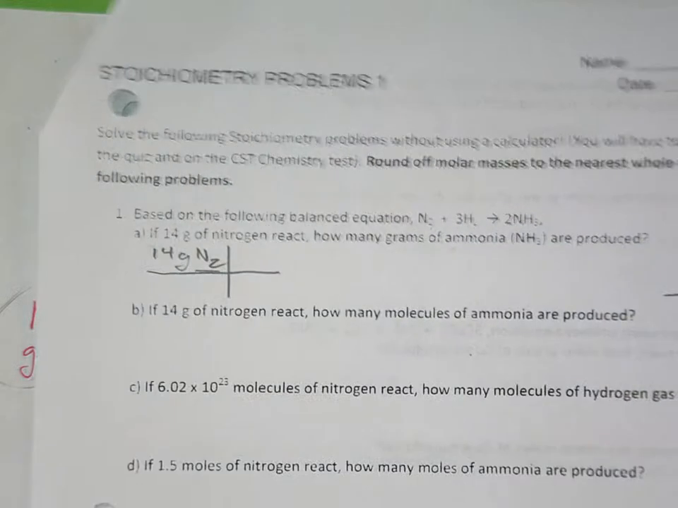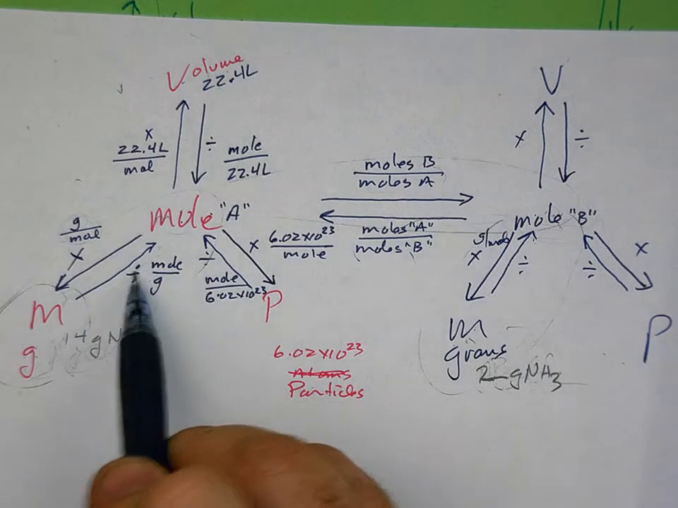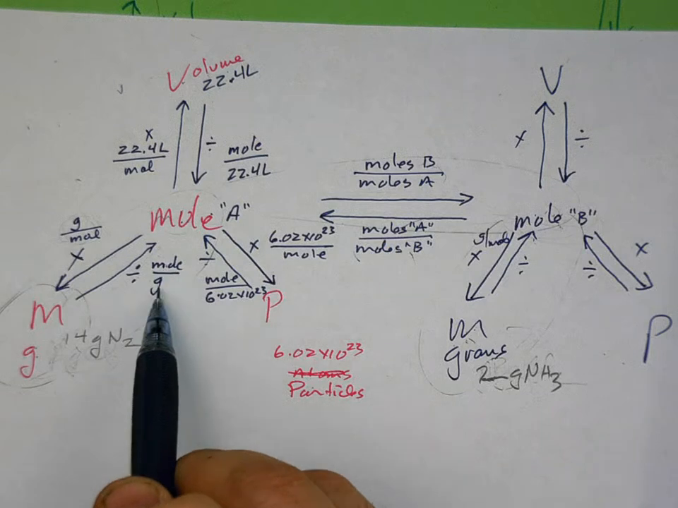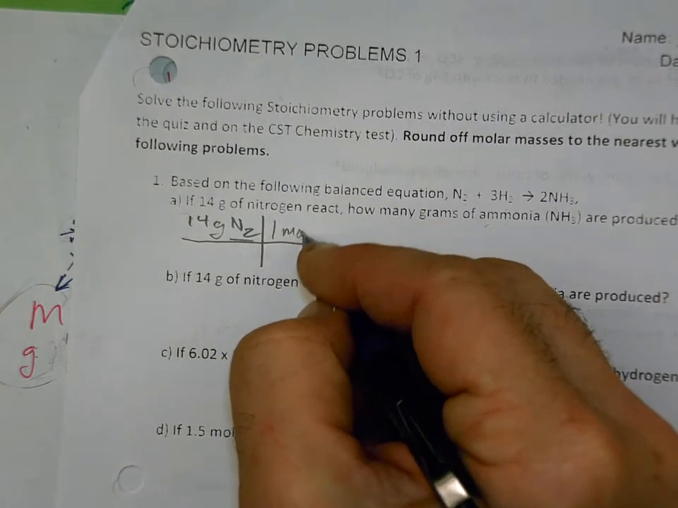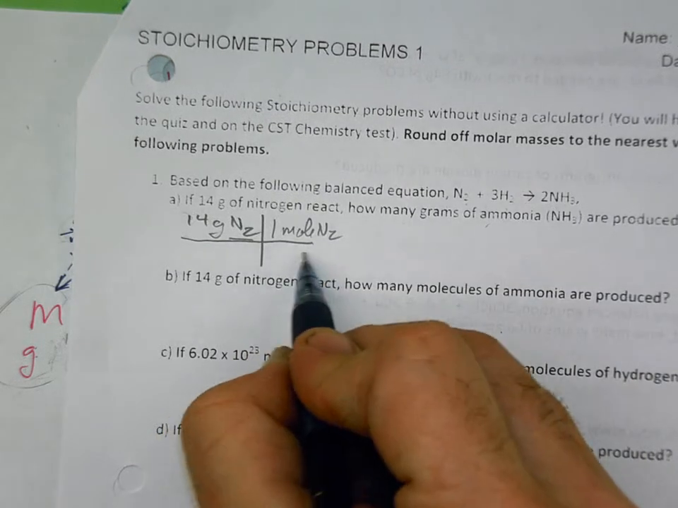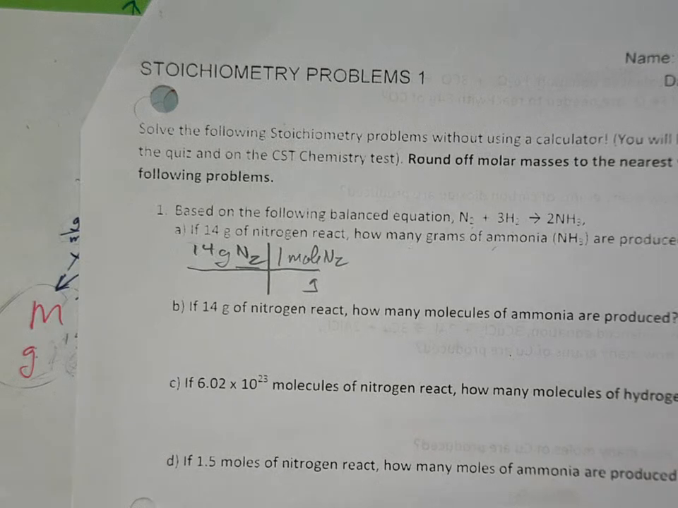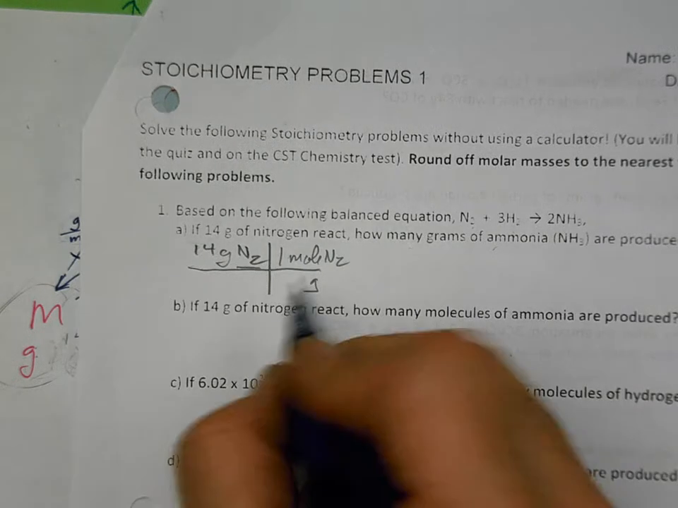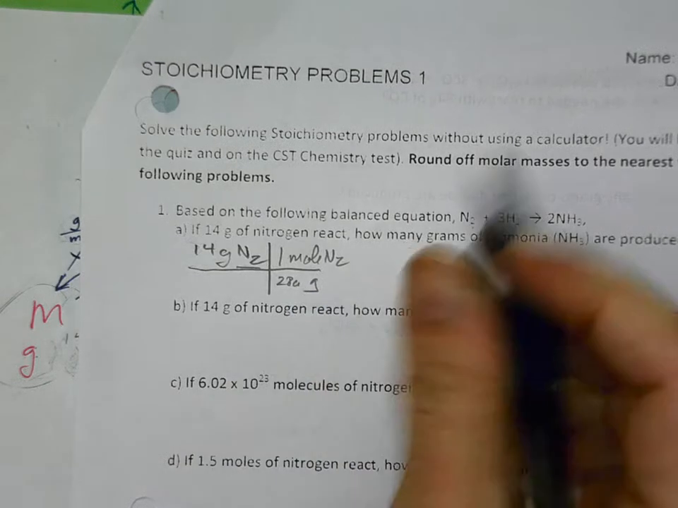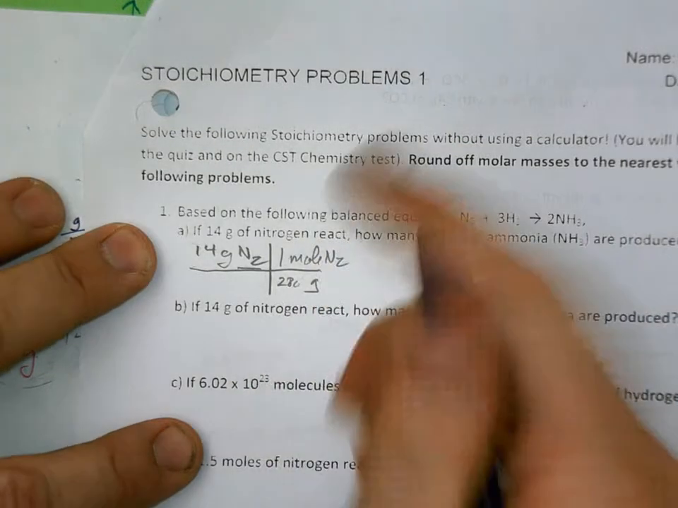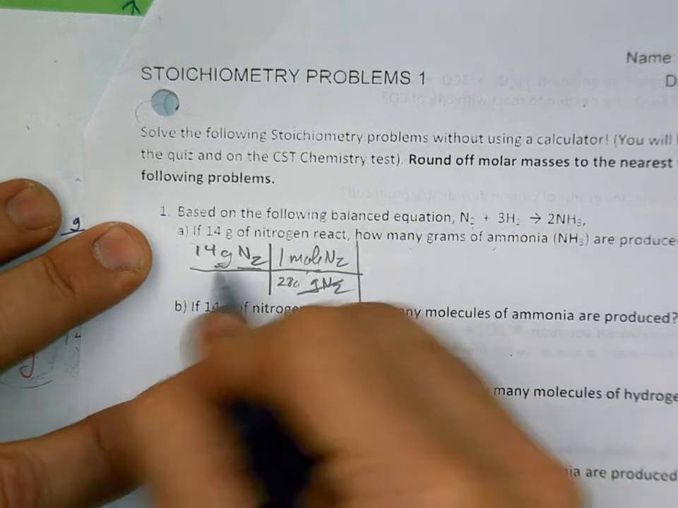And now we need to go to the mole. So actually I made a mistake before. We're going this way. We need to do moles per gram. So I'm going to put in 1 mole of N2. How many grams is 1 mole of N2? 28. You look on your periodic table, you find out that nitrogen is 14, so 2 of those will be 28 grams. Grams of N2. So now at this point, grams of nitrogen cancel out.